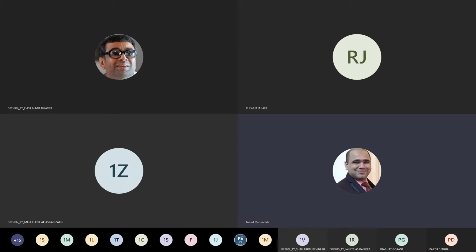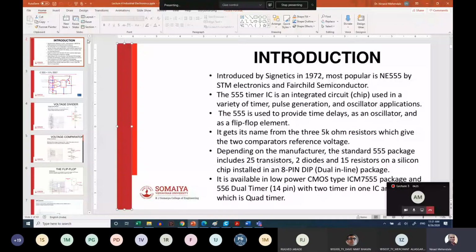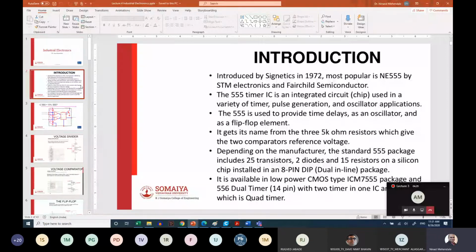So good morning. Welcome to lecture 4. Last time I guess we left at the 555 introduction, and let's first focus on what are the typical 555 properties that we have. Like we have already seen 741 typical properties.